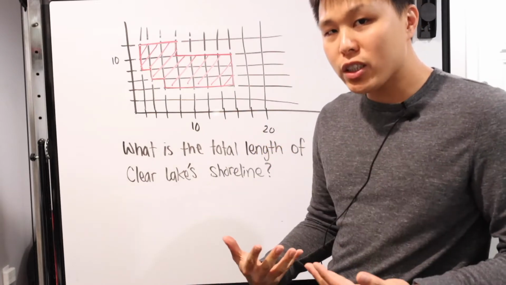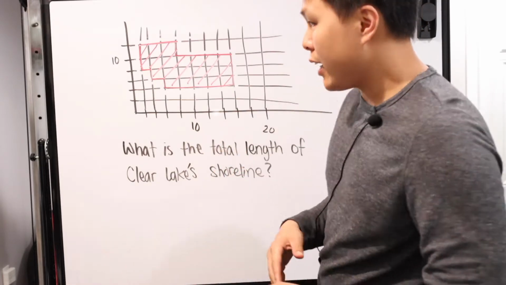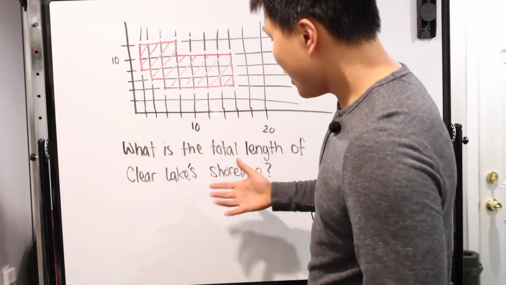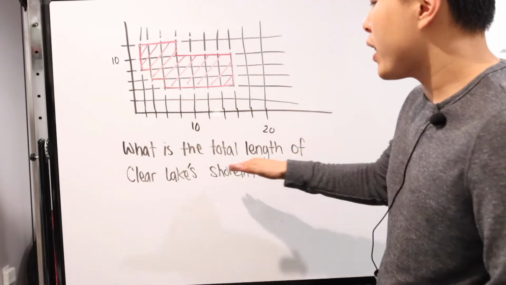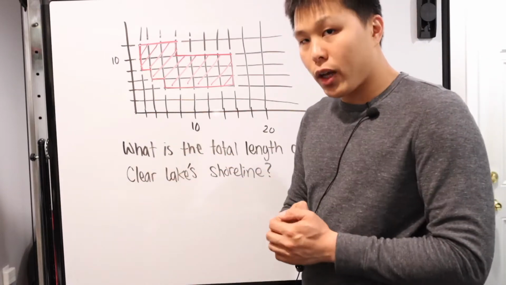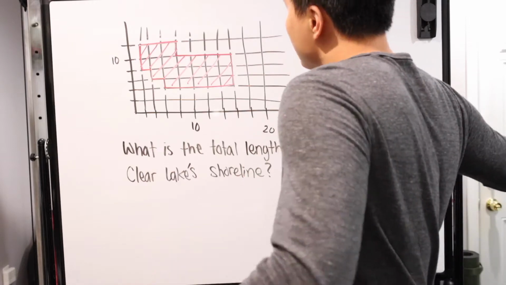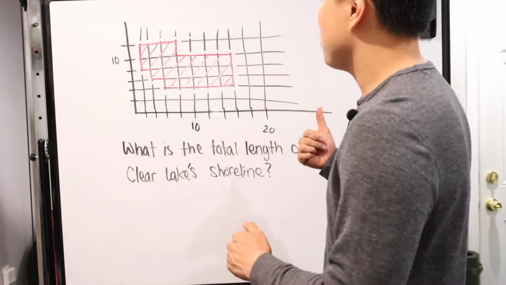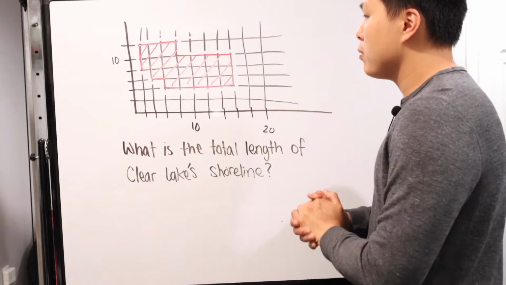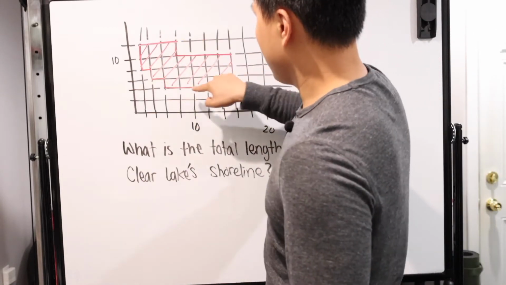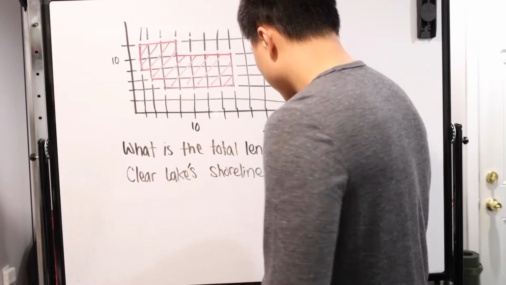Now, for some reason, in this practice exam, they really like focusing on just perimeters. So that's what this problem is. What is the total length of Clear Lake's shoreline? So it only focuses on perimeter. As you guys can guess, there is a ton of variation you can do with this problem. First, let's solve the problem. Now, we have this outline right here, and hopefully it's a little clear, and we want to find the perimeter of it, the length of it.